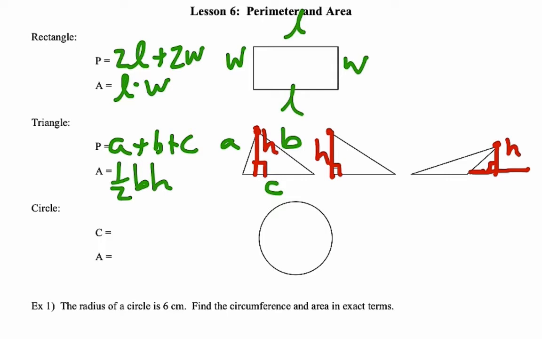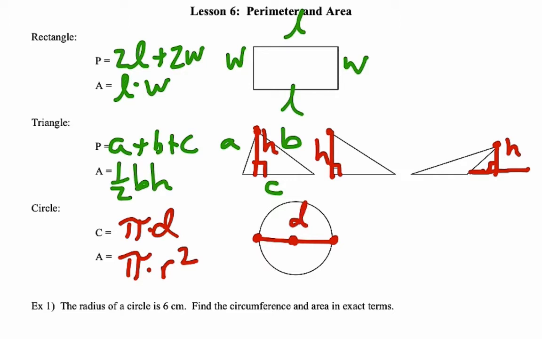In a circle, we see the letter C, which stands for the perimeter of a circle, but we call it the circumference. That's why we use C. So the circumference of a circle is simply pi times the diameter, and the area of a circle is pi times the radius squared. Remember, those two things mean this: the diameter is from one point on the circle through the center of the circle to the other side. This would be a diameter, but a radius goes from the center of the circle to a point on the circle, and that's what we call the radius.